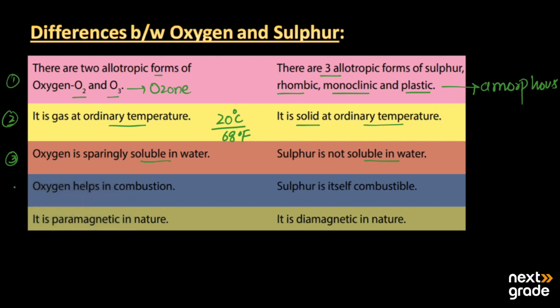The fourth difference: oxygen helps in the process of combustion, but sulfur is itself combustible, that is, we can burn the sulfur, because it is a solid at ordinary temperature. The fifth difference: oxygen is paramagnetic in nature. The word paramagnetic means it is attracted towards a magnet. On the other hand, sulfur is diamagnetic, it does not have any attraction towards a magnet.